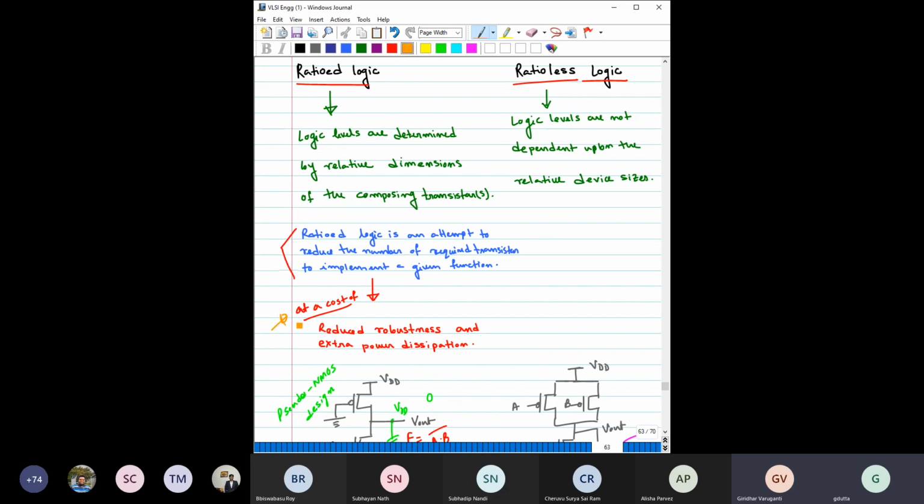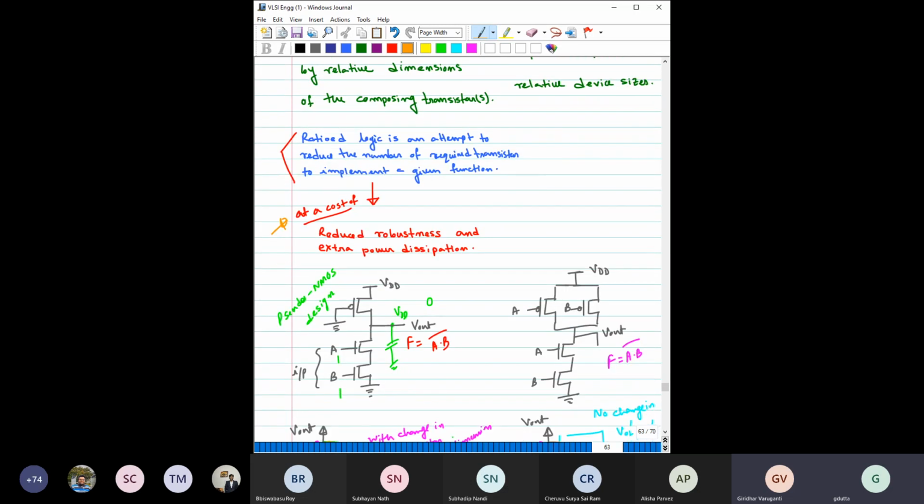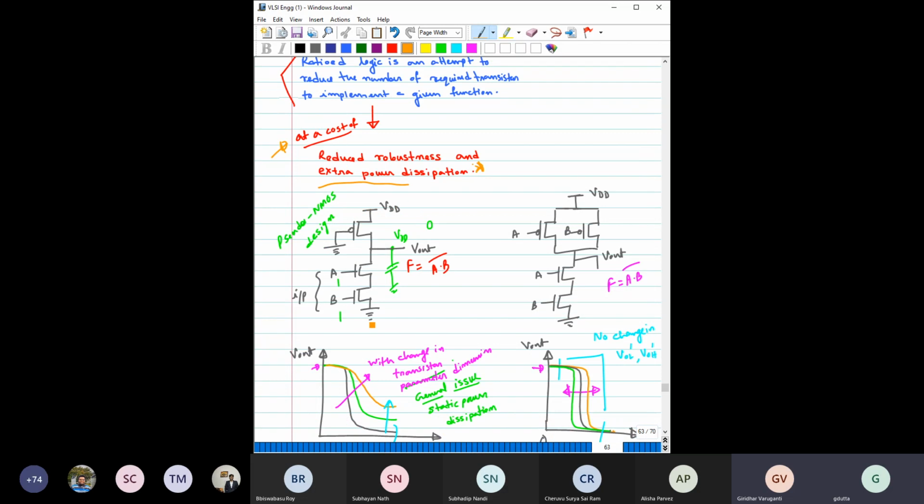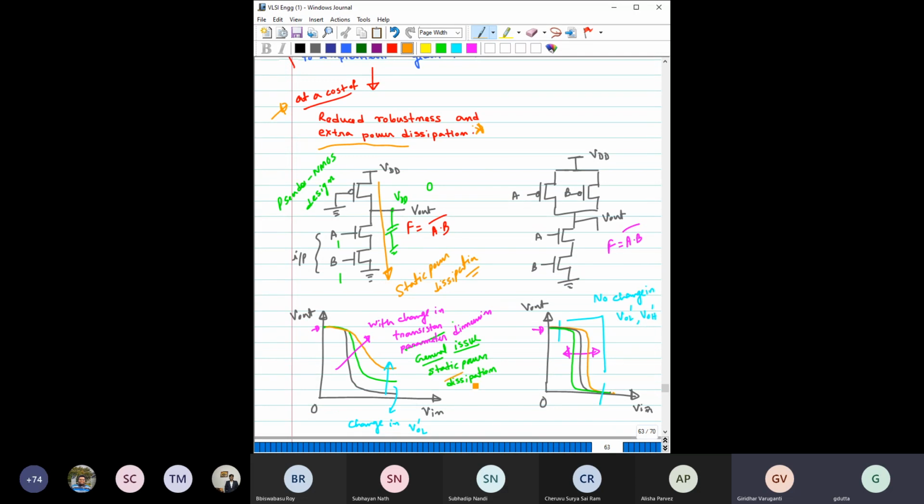So what is the price that we are paying here? We are reducing the robustness of our design, because the design is not as robust as CMOS. Robust in the sense that if you change something, your output voltage swing can drastically change. And the most important thing is extra power dissipation. When this is on, this transistor is always on, so there is a direct power path. So you have a static power dissipation issue, unlike CMOS. The general issue is the static power dissipation.